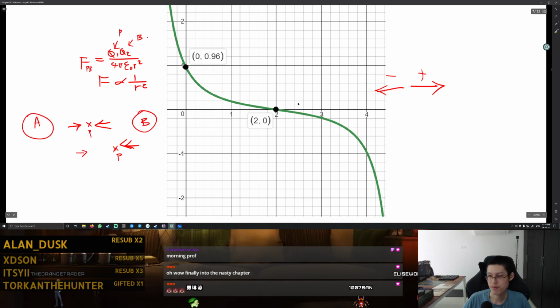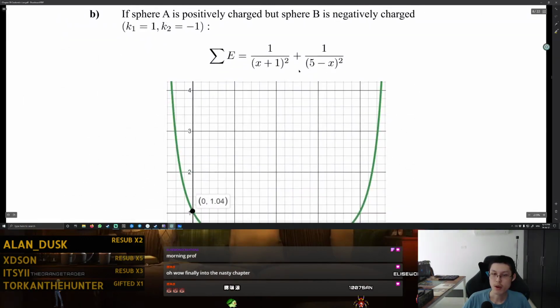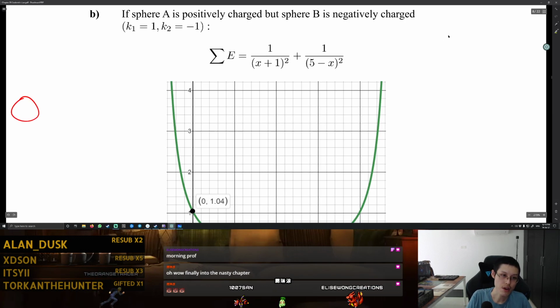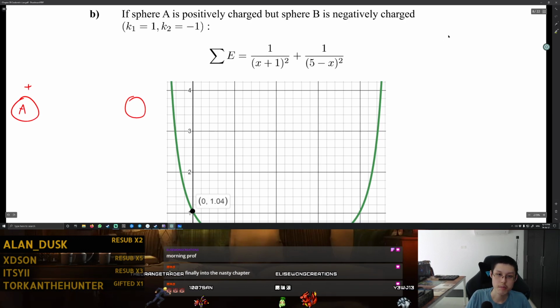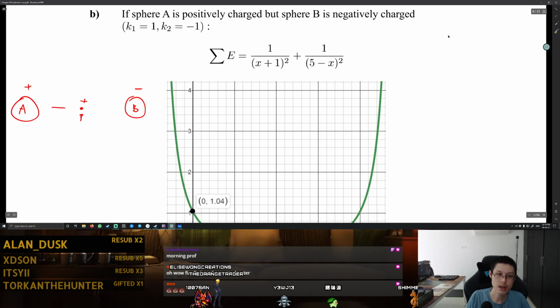There you go. Okay, so what happens if A is positively charged, but B is negatively charged? We put a test charge in the middle. Remember, the test charge is always positive. So what happens to this test charge? Well, it's going to experience a push force from A and a pull force from B.